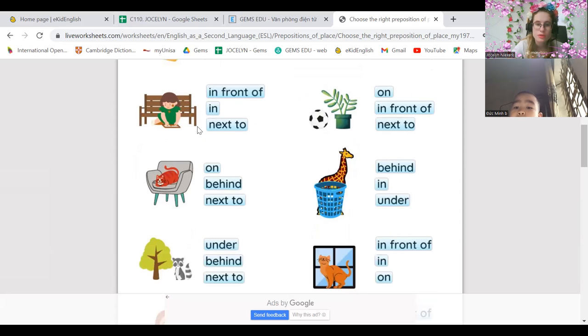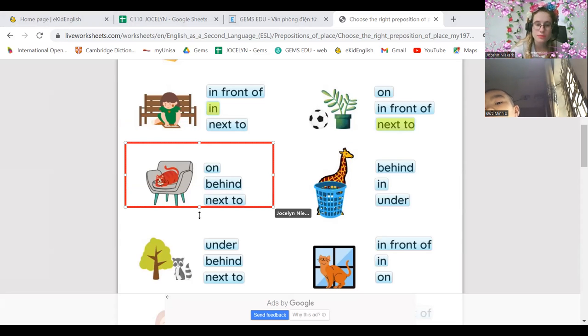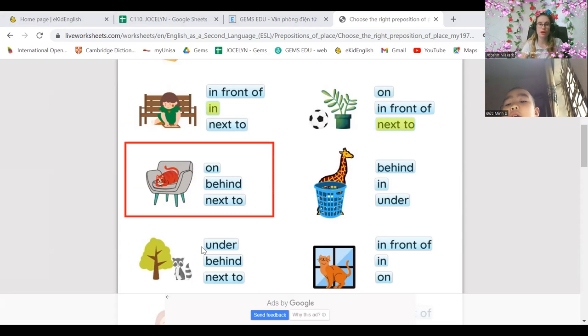Next. Is she in front of, in, or next to? In front of. Where is the ball? Next to. Good job. Where is the cat? Is it on, behind, or next to the sofa? On the sofa. The cat is on the sofa. Good.